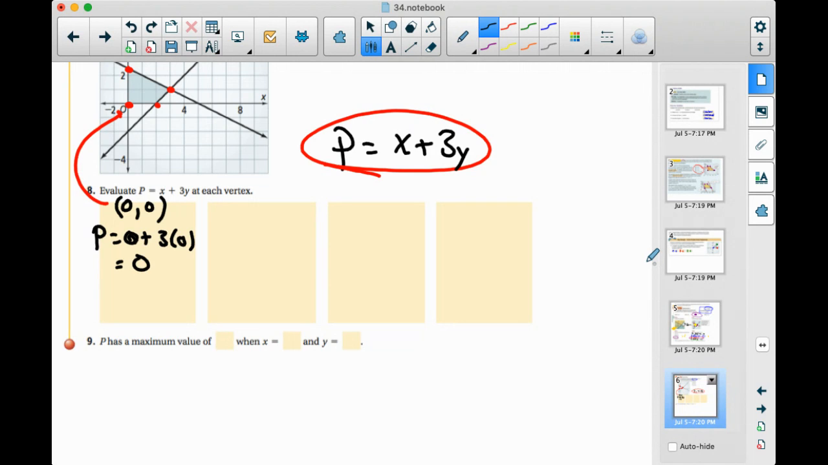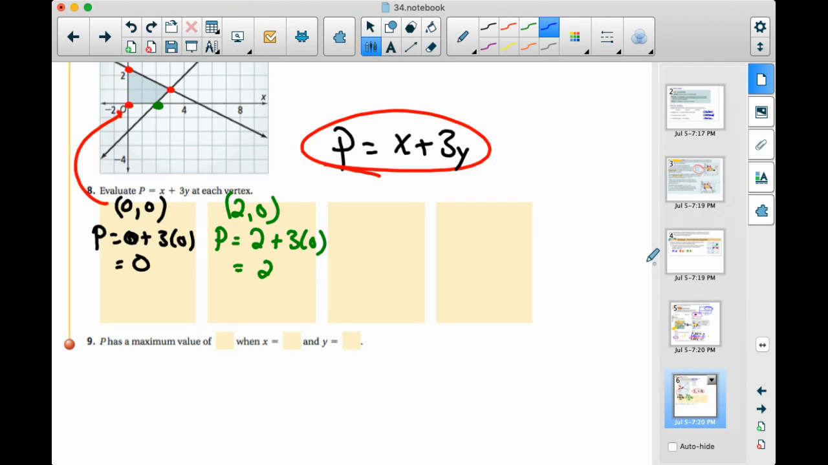That's 0. All right, next, how about we do that one right there, that green one? That is 2, 0. All right, let's go ahead and plug that in. So I'm going to have p equals 2 plus 3 times 0, which will give me 2.